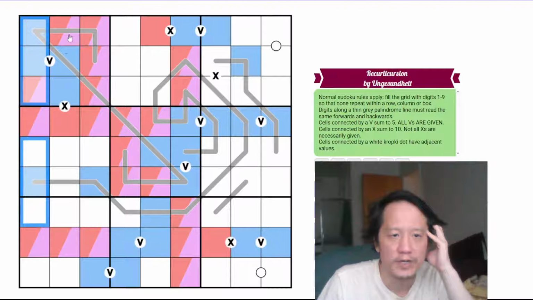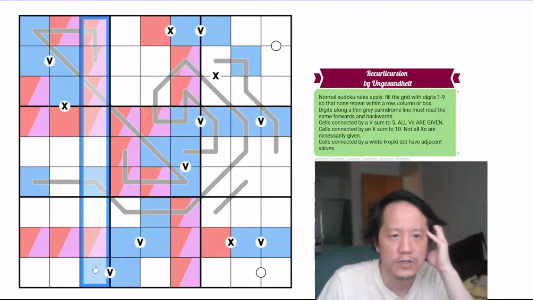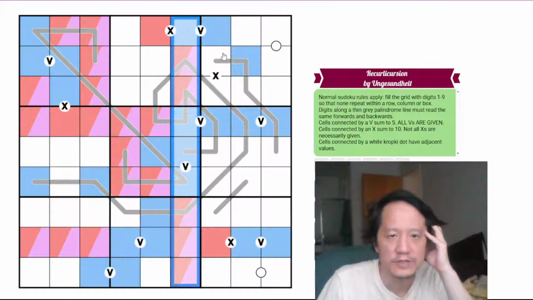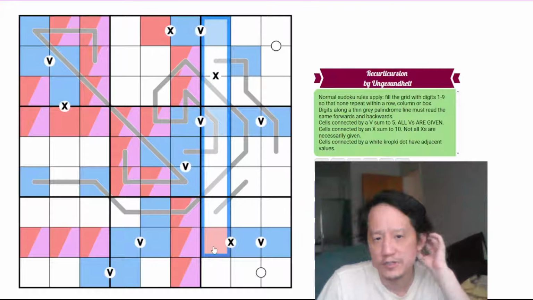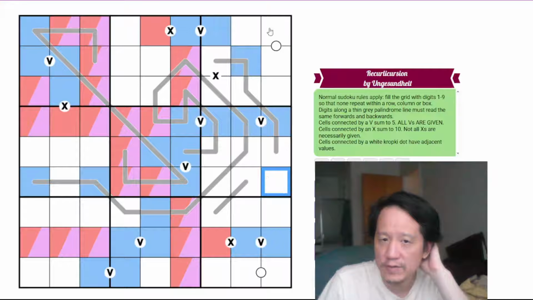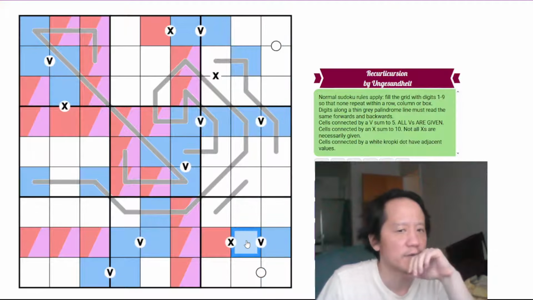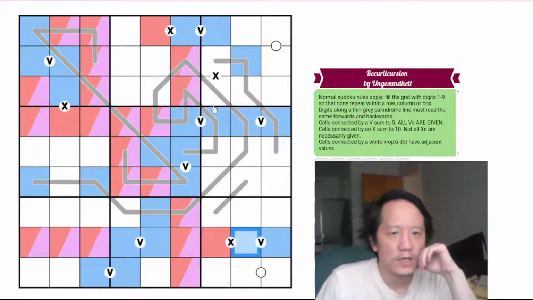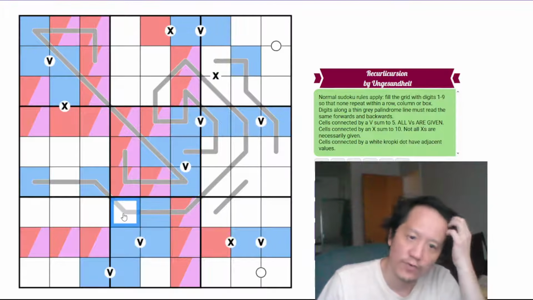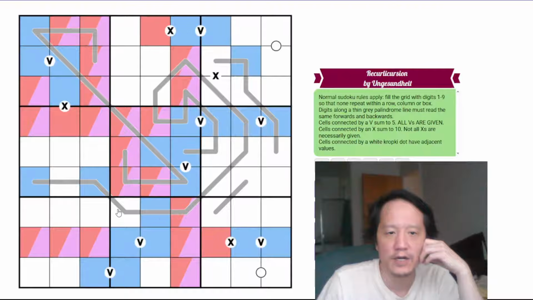Row 1, column 1, column 2, column 3, column 4, column 5, column 6. Column 7, we don't have anything. Column 8, we don't have anything. Column 9, we don't have anything. Okay, boxes. In the lower central box, we have 4 low digits, so this must be high and 5 in the rest of that box.